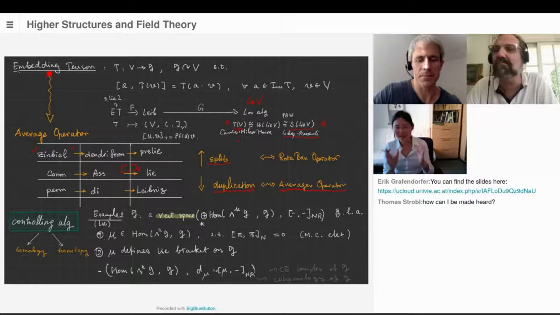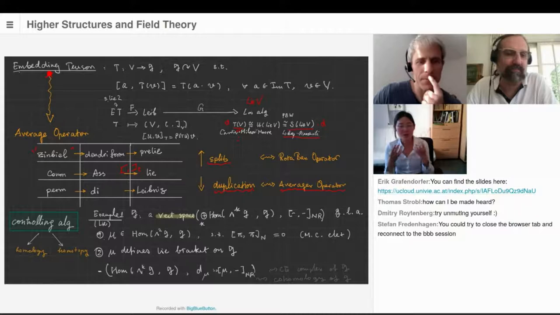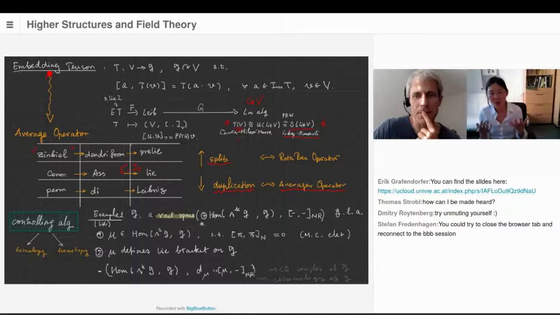But let me first explain the tools to develop homotopy theory and cohomology theory on an embedding tensor, or whatever algebraic structure you are currently facing. When you develop the cohomology theory, you can develop the theory of projective modules and homotopy algebra. That is homological algebra.